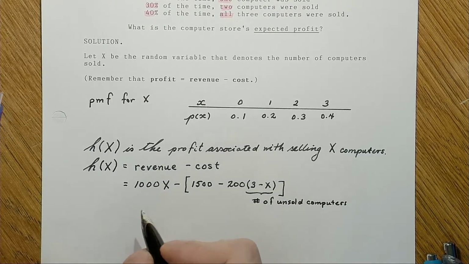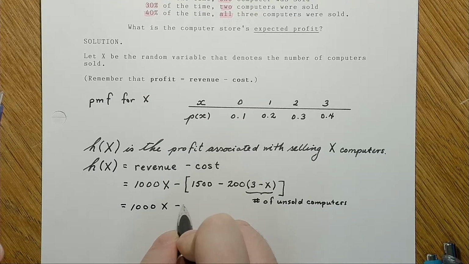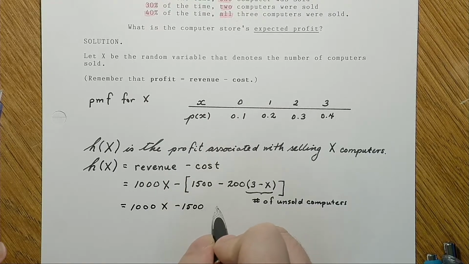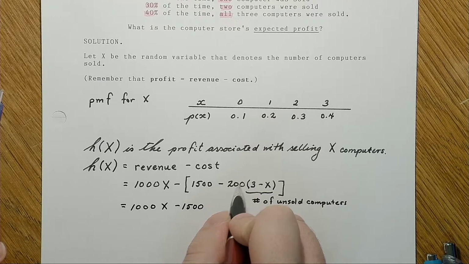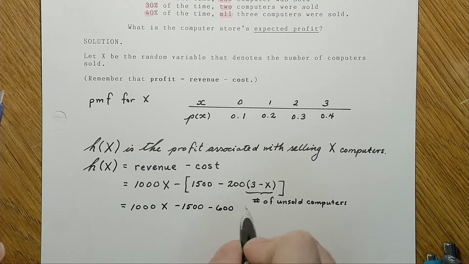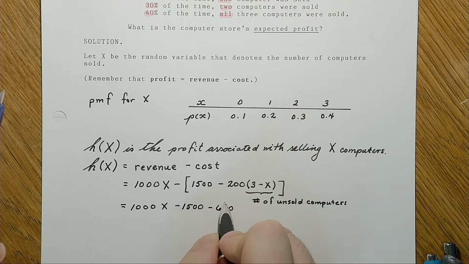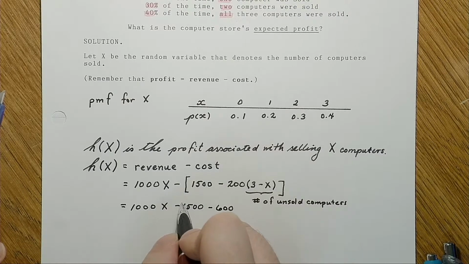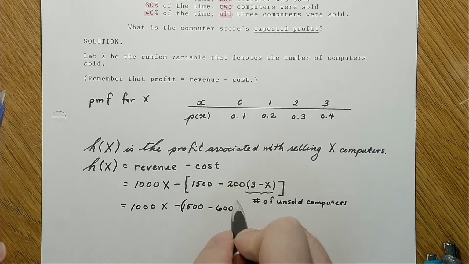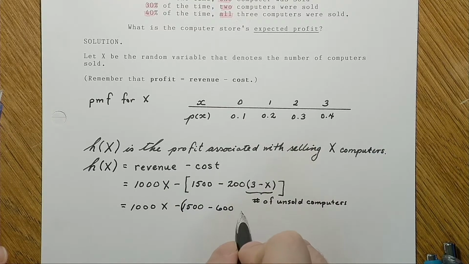Okay, so what we can do then is let's simplify this a little better, or make it a little bit easier for us to handle. We have 1,500. Then we'll have minus 200 times 3. That gives me minus 600. And then the minus 200, and then over here I'll have the minus 200 and the minus X. That gives me plus 200X.